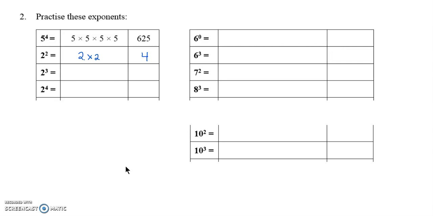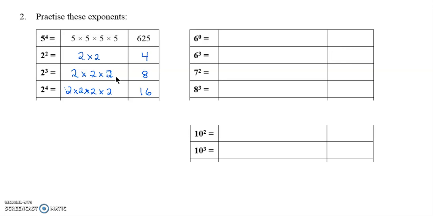2 cubed means 2 times 2 times 2. And so 2 times 2 is 4, times 2 more is 8. For 2 to the 4th power, this means 2 times 2 times 2 times 2. So we go step by step. 2 times 2 is 4, times 2 more is 8, and 8 times 2 is 16.